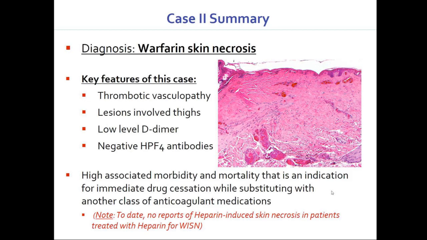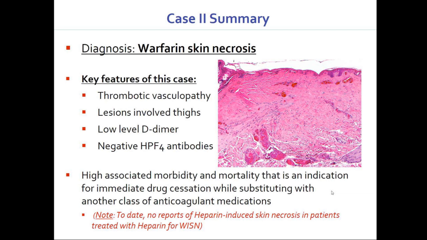To wrap up this case of warfarin skin necrosis, we saw thrombotic vasculopathy. Lesions involved fatty areas of the skin, including the thighs. The patient had low D-dimer levels, which would have been elevated in a case of disseminated intravascular coagulation, and negative heparin platelet factor 4 antibodies, excluding heparin-induced thrombocytopenia.